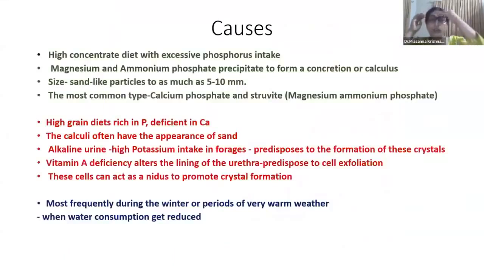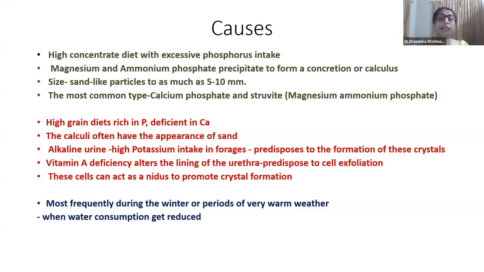So what are the causes of this condition, the development of stones in the bladder or the kidney? A high concentrate diet is another problem, especially when it contains excessive phosphorus. So high phosphorus intake can lead to this condition. Magnesium and ammonium phosphate precipitate to form concretions or calculi. They have a tendency to precipitate, and they form calculi that may be sand-like particles sometimes, or may become as big as 5 to 10 millimeters in size.